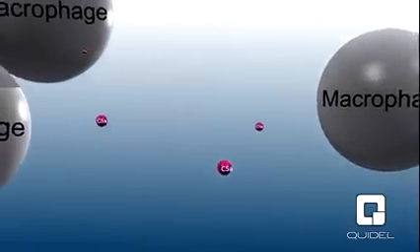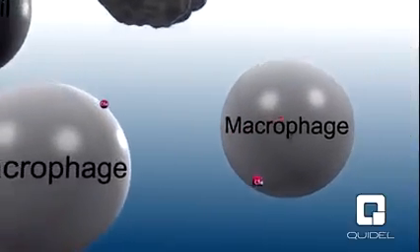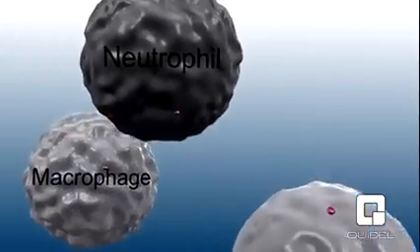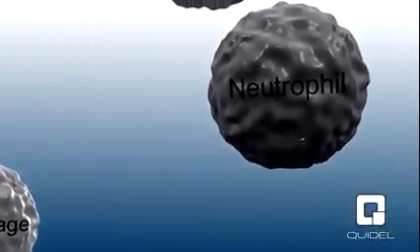C5a is a chemoattractant for macrophages and neutrophils, and binding of C5a to these cells primes them for mediating their host defense functions.